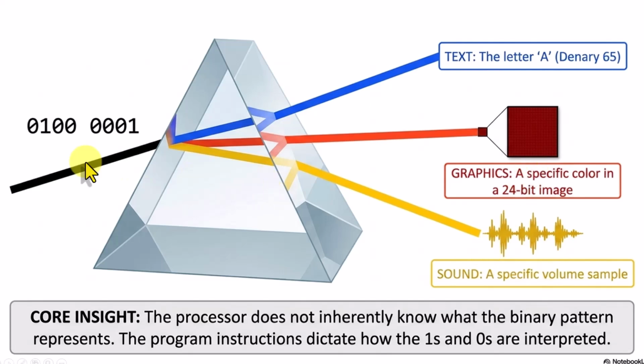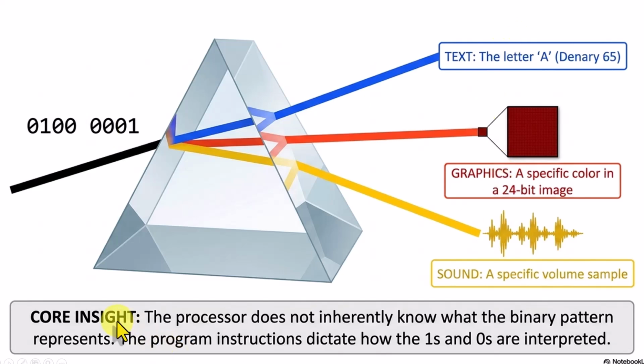Now see, the same sequence can be just a letter. Right now that is 65 as an integer. If we just want to store the integer 65 inside the computer, we will store the same thing. If we want to store a letter 'A' inside the computer as well, we will store the same thing. If we want to have a color or a sound, a specific volume sound, it can be any one of them.